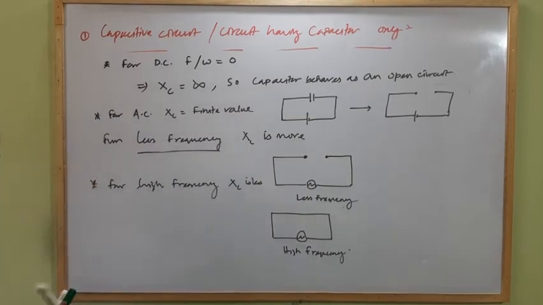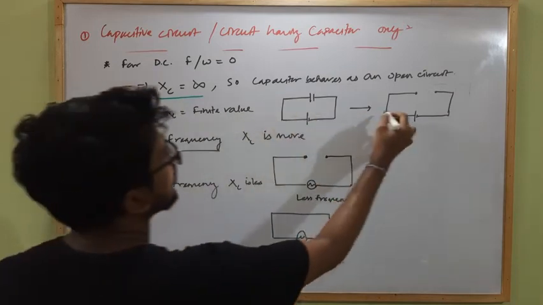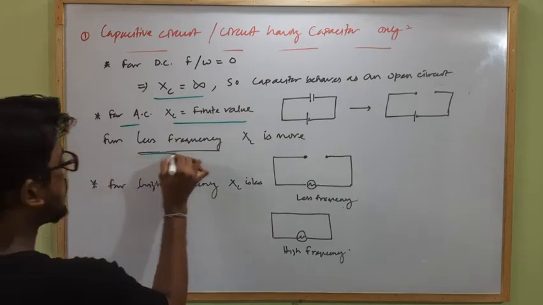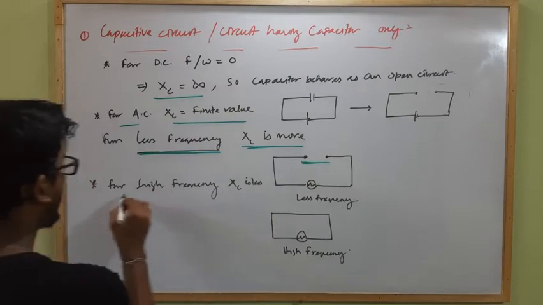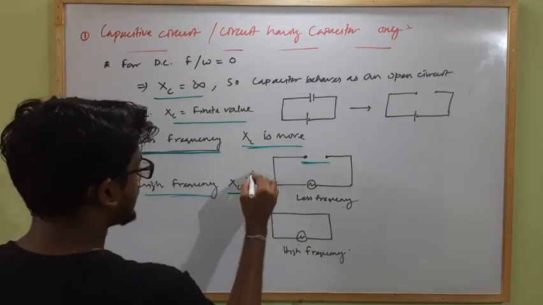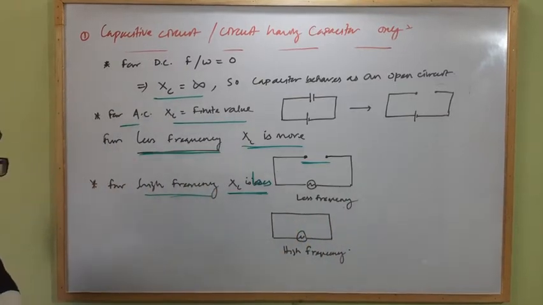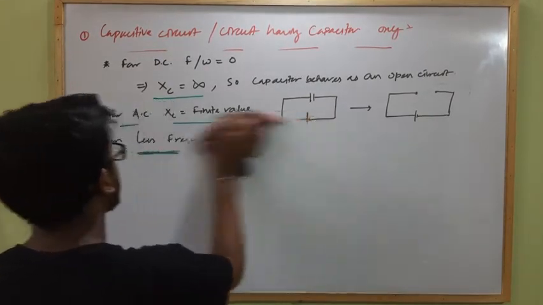So you have to remember these points: for DC, XC is infinite, so it will behave as an open circuit. For AC, XC has some finite value. If the AC is of less frequency, XC is more, so it will behave as an open circuit. For high frequency, XC is less, so it will behave as a closed circuit. Clear? So this is all about capacitive reactance and capacitive circuit, or a circuit containing a capacitor only. Next we will discuss a circuit that has only an inductor, or inductive circuit.